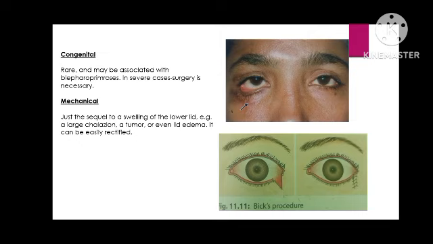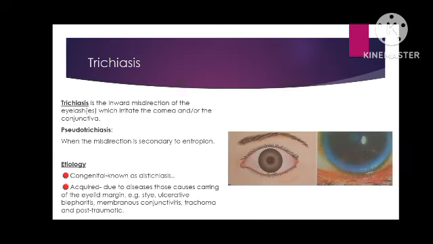And next one is congenital, rare, and may be associated with blepharospasm. In severe cases, surgery is necessary. In mechanical, there is a scar or swelling of the lower lid, for example a large chalazion, a tumor, even lid edema. It can be easily treated.